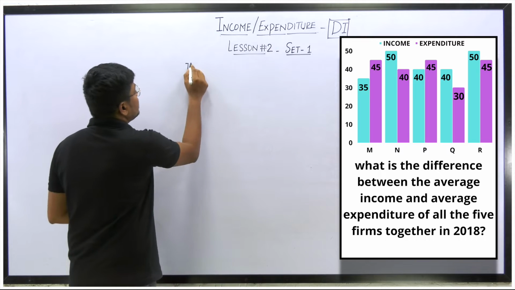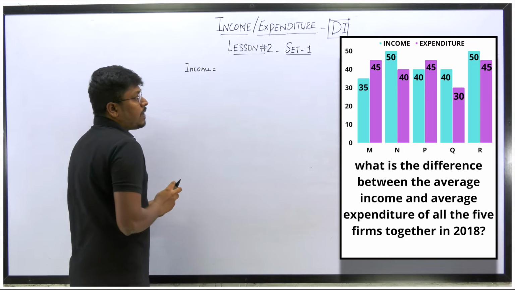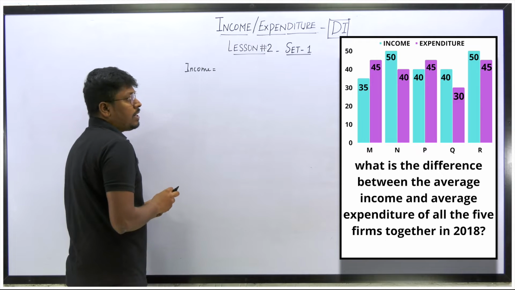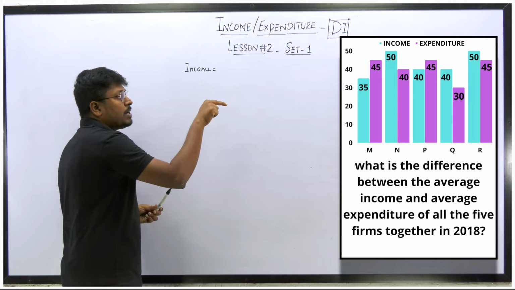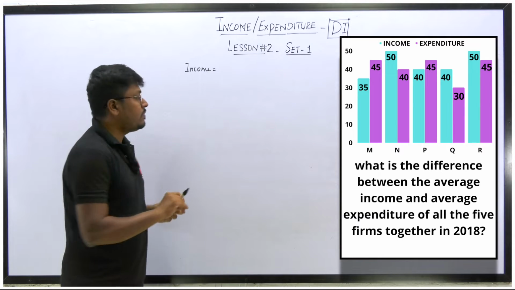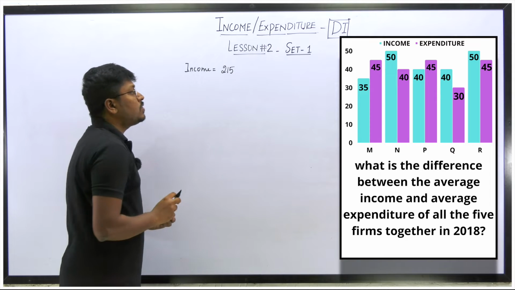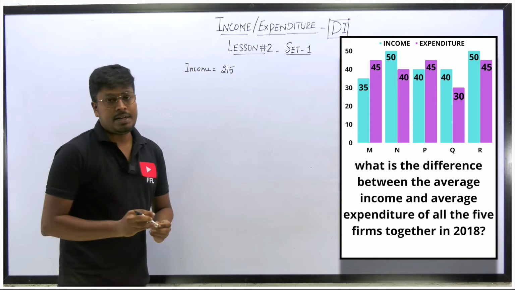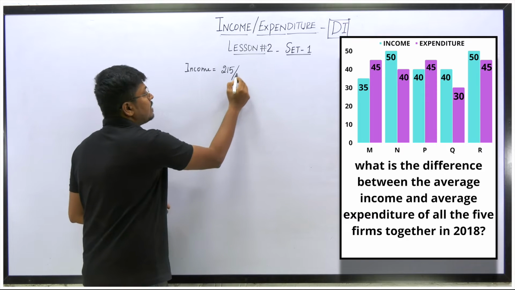First let me find the total income of all the 5 companies. So 35, 50, 40, 40, 50, right? 50, 50 will be 100. 40, 40 will be 80. So this becomes 180. 180 plus 35 will be 215. So the total income of all the 5 companies in the year 2018 will be 215. Our target is to find the average, right? So we need to divide this by 5.